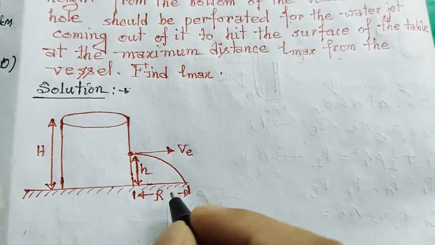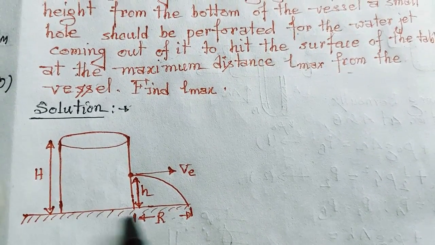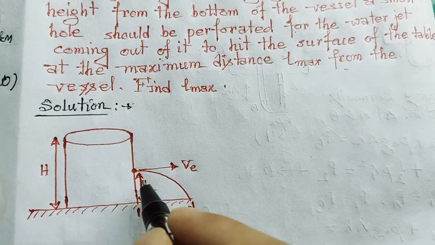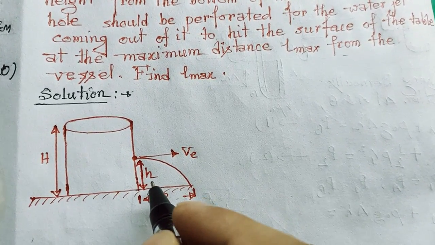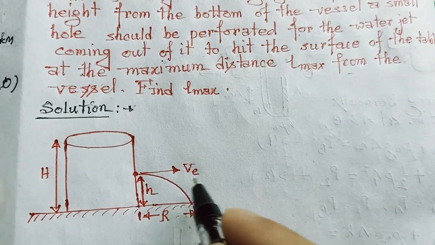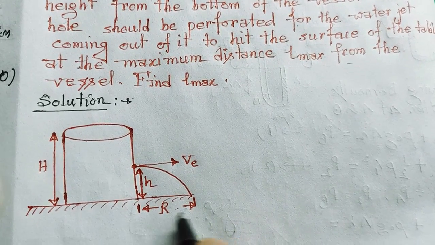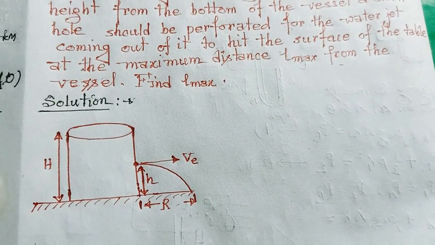So this is our corresponding diagram of the figure. Now let this be the vessel, and this vessel is placed on a table, and the height of the vessel is capital H, and a hole is placed at a height small h from the surface of the table, and let v be the velocity of efflux. Now we have to find the range of this fluid jet.